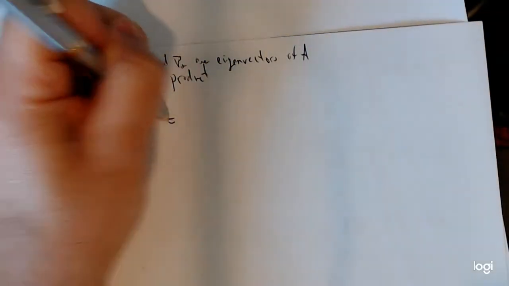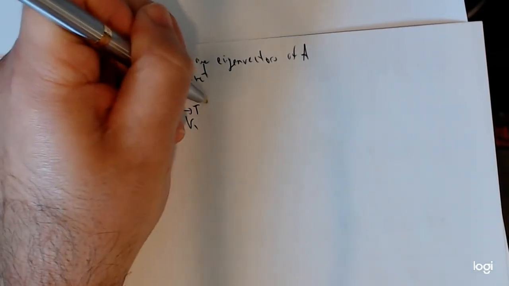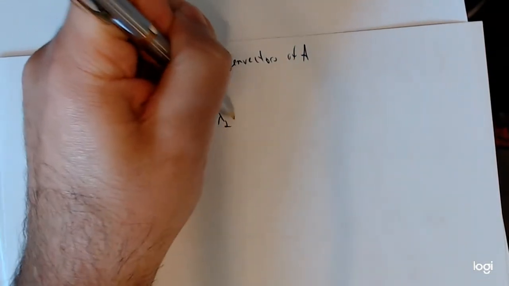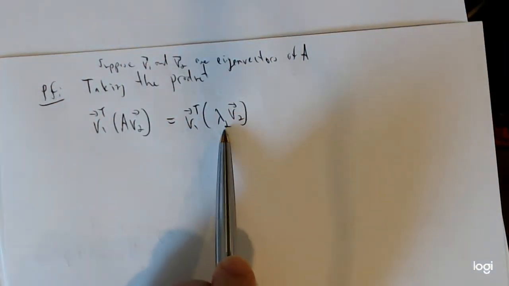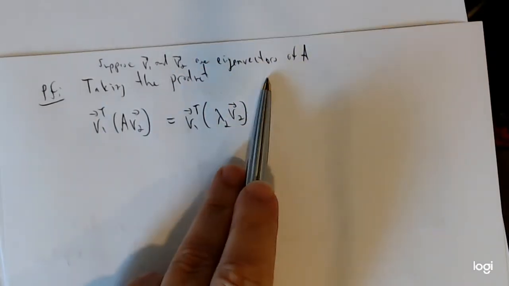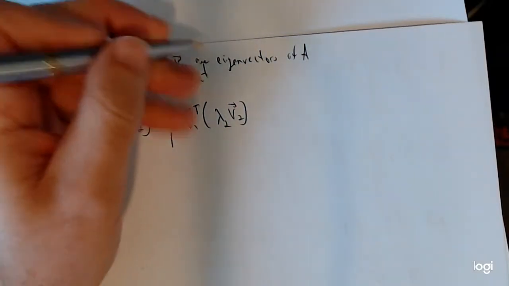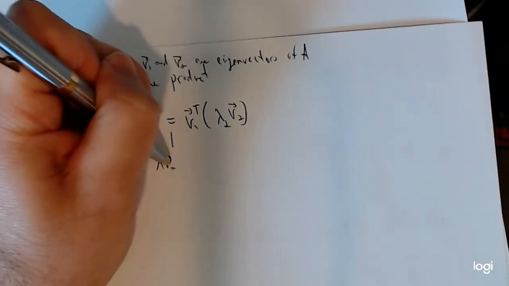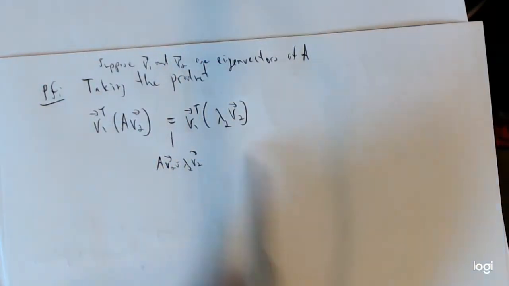We could say, well, this is equivalent to what? V sub 1 transpose times lambda sub 2 V sub 2. Now, where did this come from? Lambda, remember, that's my eigenvalue, and what is it that we know? Since V sub 2 is an eigenvector of A, we know that from this step to this step, A V sub 2 is equal to lambda sub 2 V sub 2. All right, so that's the transition I made.